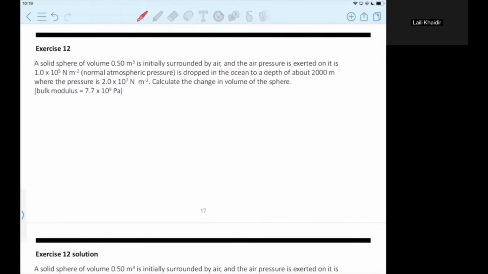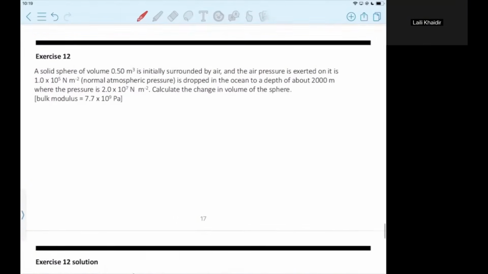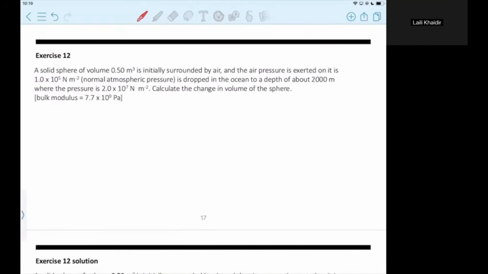Question 12. What we have here is a solid sphere of volume 0.5 meter cube. It is initially surrounded by air. The air pressure exerted on it is given as 1 times 10 to the power of 5 Newton per meter squared. And it is being dropped into the ocean at about 2000 meter, where the pressure experienced is 2 times 10 to the power of 7 Newton per meter squared. Calculate the change in volume of the sphere given the bulk modulus.